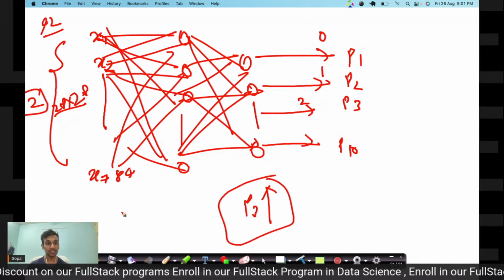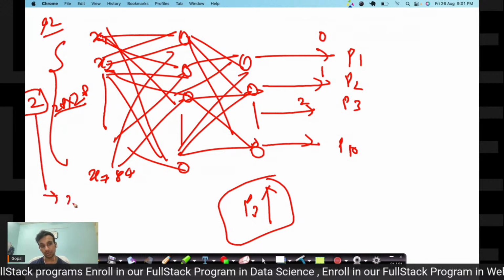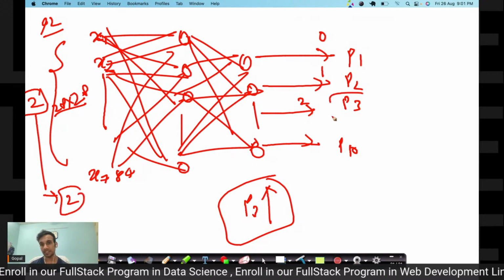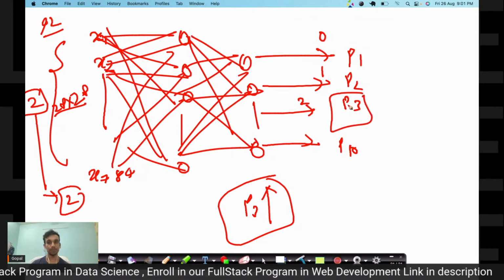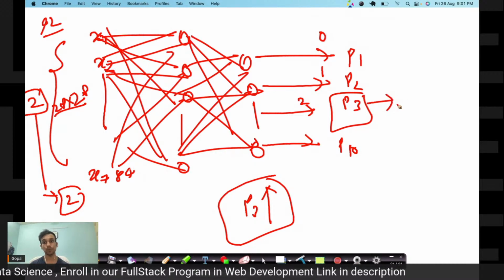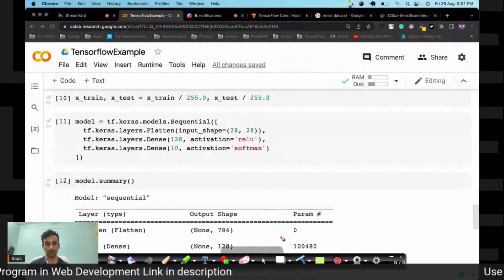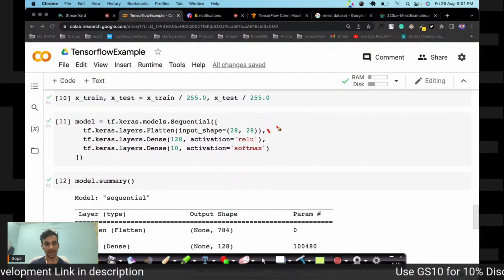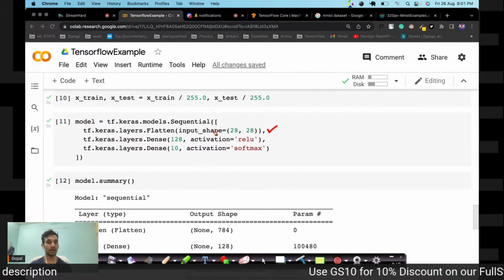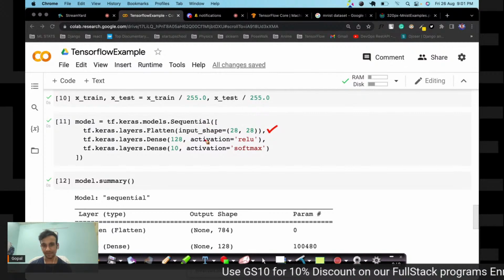Because in this case, this image is a 2, and P3 here is representing the probability of the digit being 2. Therefore, I need this probability to be as high as possible. Okay, so that is what we are doing here. So we are flattening it out, right? I just explained why exactly we are doing it.